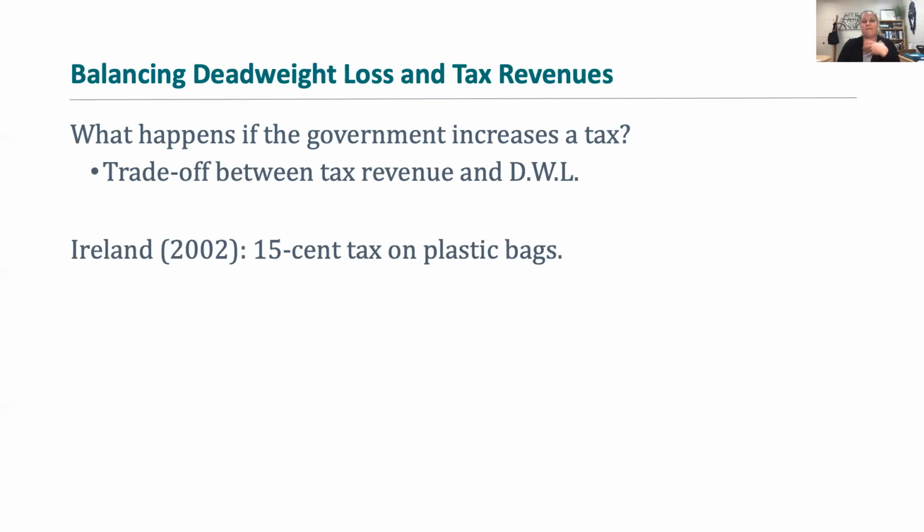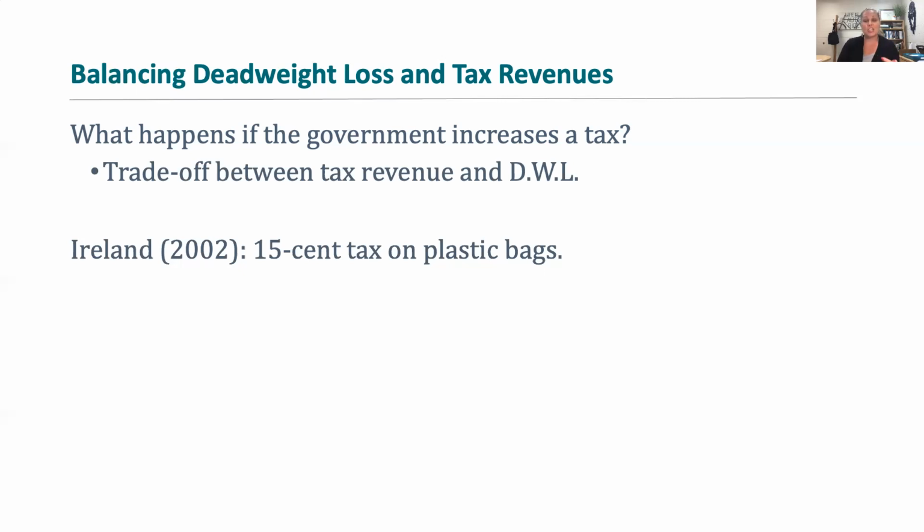For example, in Ireland in 2002, they put a 15 cent tax on plastic bags. This is an excise tax. Just as with gasoline and cigarettes, the goal is to reduce consumption. But by reducing consumption, we also reduce production, and that creates a deadweight loss. So they really had to think about whether the loss to society was balanced appropriately by the revenues that they raised, and if they met their goal.